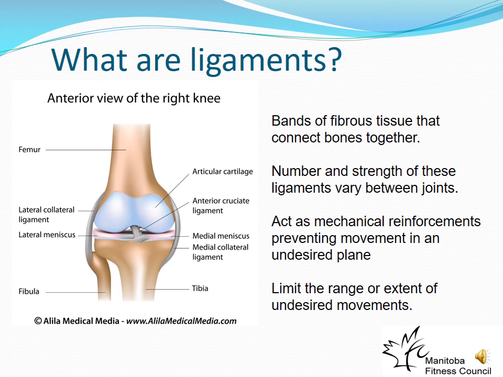So here we are looking at somebody's right knee. You can see the tibia, and you can see the fibula on the outside, or the lateral point. Along the outside, you'll see what's called the lateral collateral ligament, and the medial collateral ligament. All of those are bands of fibrous tissue. What a ligament is there for is to prevent movement in undesirable planes.